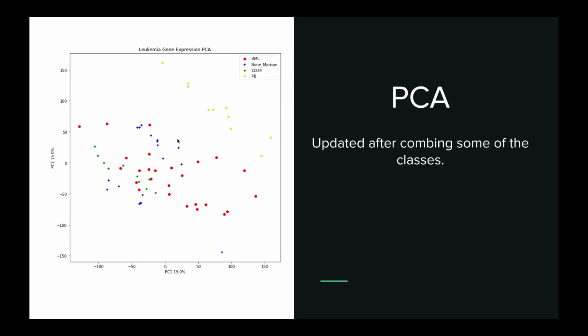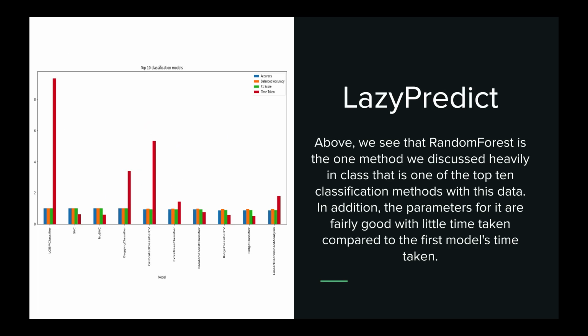Then I went back to manipulating the original data, and I actually did LazyPredict. LazyPredict is a way to see the best classification method. It runs a ton of different classification methods, and you can compare them based on the parameters given: accuracy, balanced accuracy, F1 score, and then the time taken. This is the top 10 from this model. I noticed that RandomForest is on that, and that is one of the classifier methods that we talked about in class, so I just chose to use that.